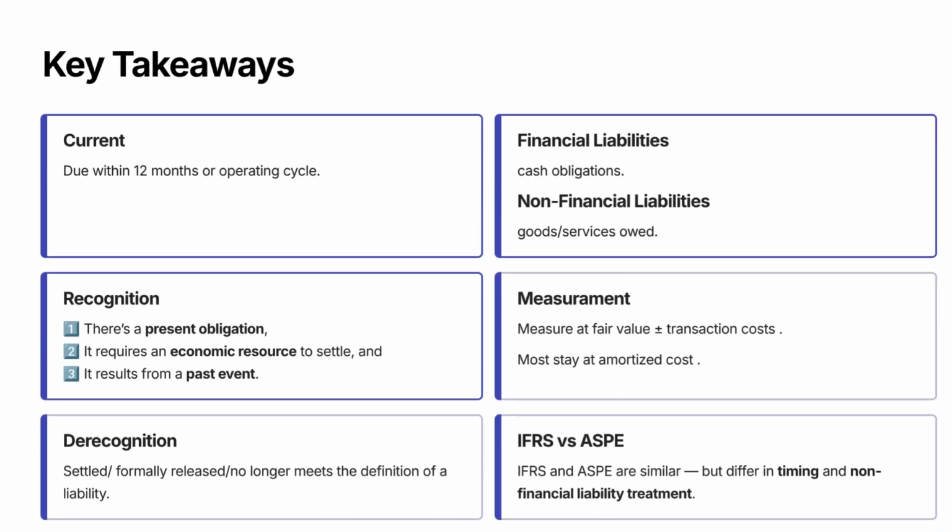And here is a quick recap and cheat sheet for you. Current equals due within 12 months or within the operating cycle. Financial equals cash obligations. Non-financial equals goods or services owed. Recognize when there's a present obligation from a past event. Measure at fair value plus or minus transaction costs. Most current liabilities stay at amortized cost. Derecognize once settled or released. IFRS and ASPE are similar, but differ in timing and non-financial liability treatment.